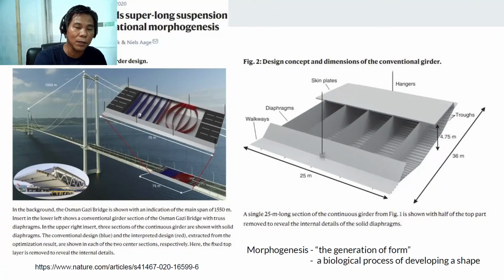So it's not necessary that we have to design a straight girder. As you can see, you can use some curves. Look at the design concept of the conventional girder. This is just like a matchbox with some divisions within. And of course, with this kind of design, this is quite light. But of course, with the result of computational morphogenesis, this is more efficient and effective. A super long suspension bridge.